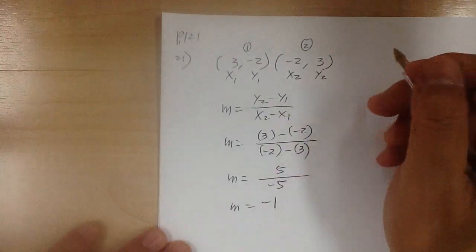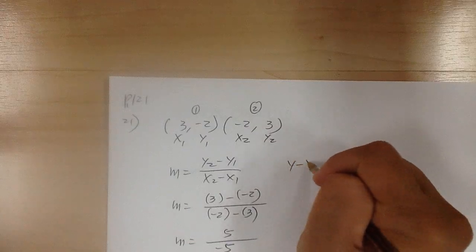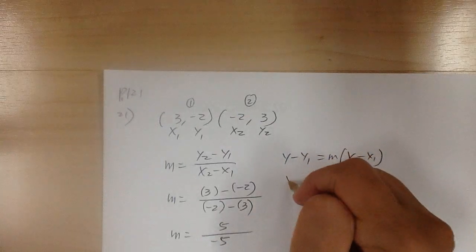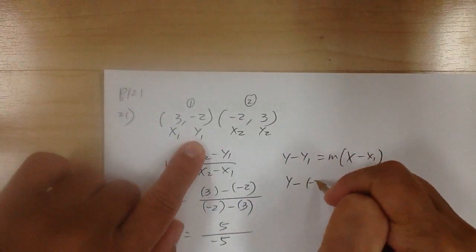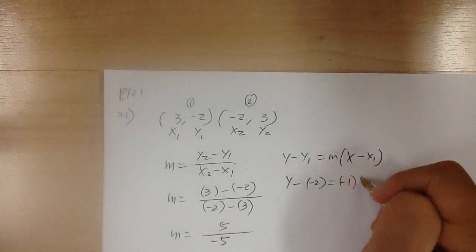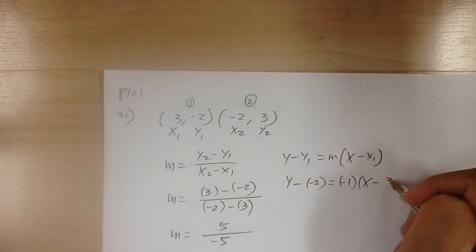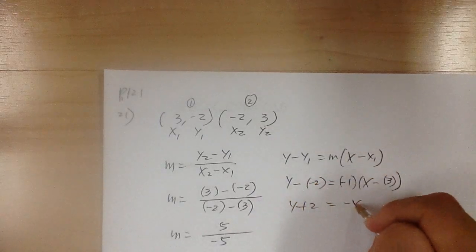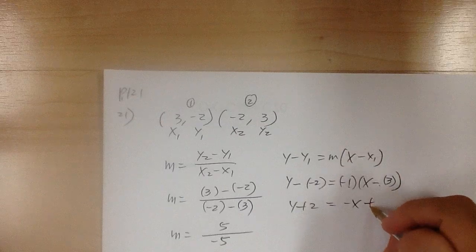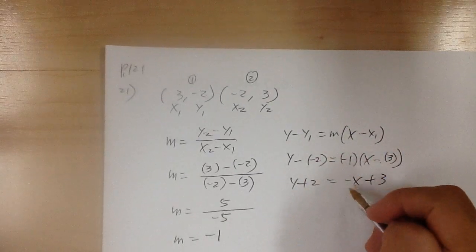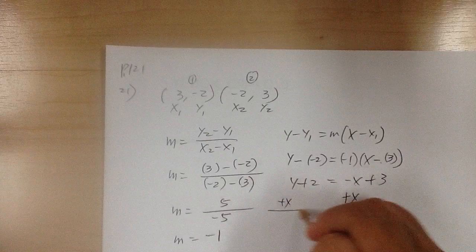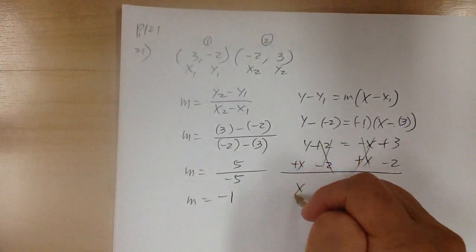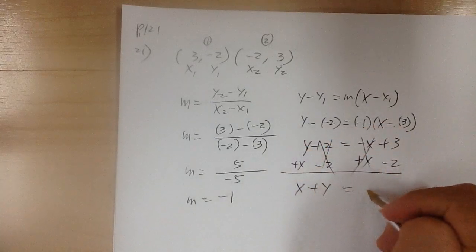Okay, then after that, let's go and use the point slope form. So you got y minus y1 equals m times x minus x1. So you got y minus negative 2 equals m times x minus x1. So you got y plus 2 equals negative x. Negative times negative gives you positive. Okay, so you get positive 3. Okay, so move the variable over, so plus x. So this will cancel out. Minus 2, so this will cancel out. So you get x plus y equals 1.